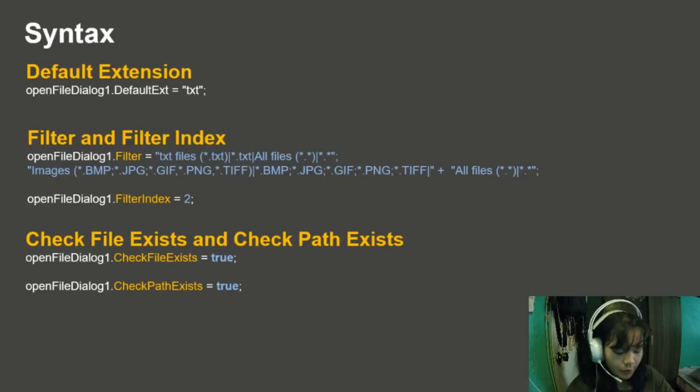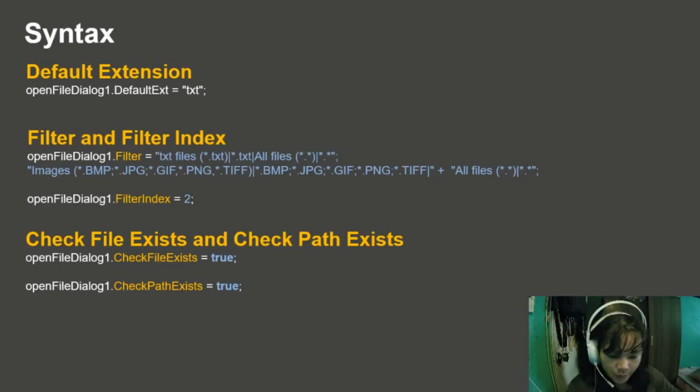For example, if you need to restrict the user to image files only, we can set the Filter property to load image files only. The FilterIndex property represents the index of the filter currently selected in the file dialog box. Check file exists and check path exists. The CheckFileExists property indicates whether the dialog box displays a warning if the user specifies a file name that does not exist. The CheckPathExists property indicates whether the dialog box displays a warning if the user specifies a path that does not exist.